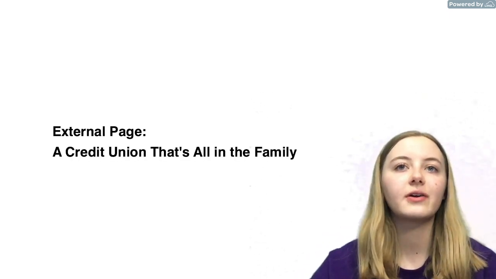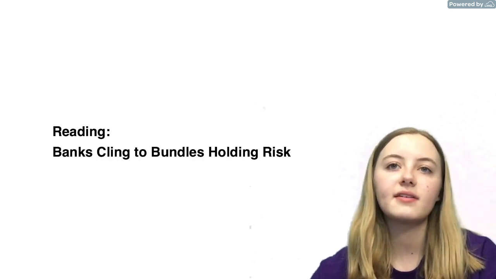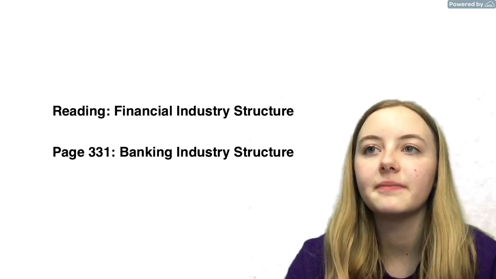After finishing the reading, you'll want to read an external page called A Credit Union That's All in the Family. Then there's a reading called Banks Cling to Bundles Holding Risk. Then there's an activity of flashcards to review. This concludes Objective 1. For Objective 2, we're going to start reading on page 331.